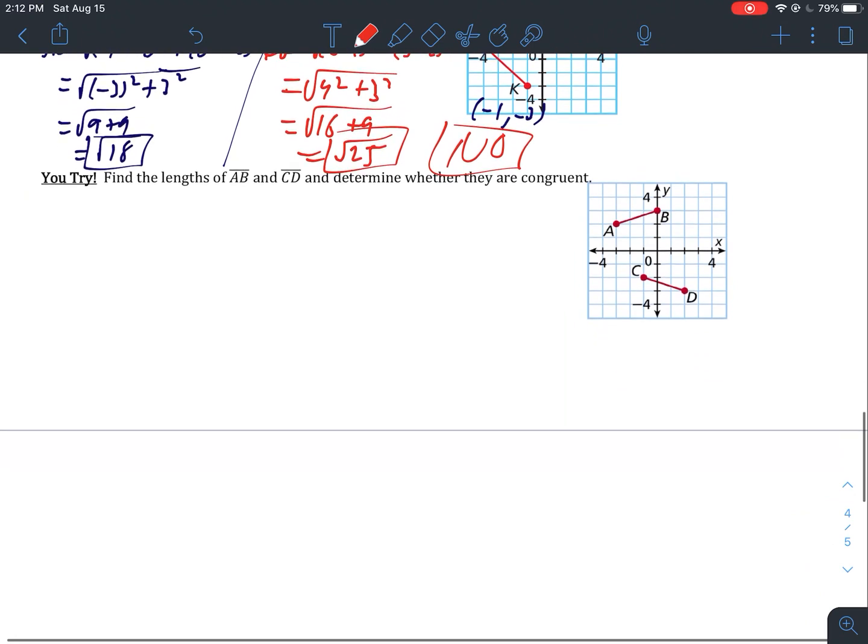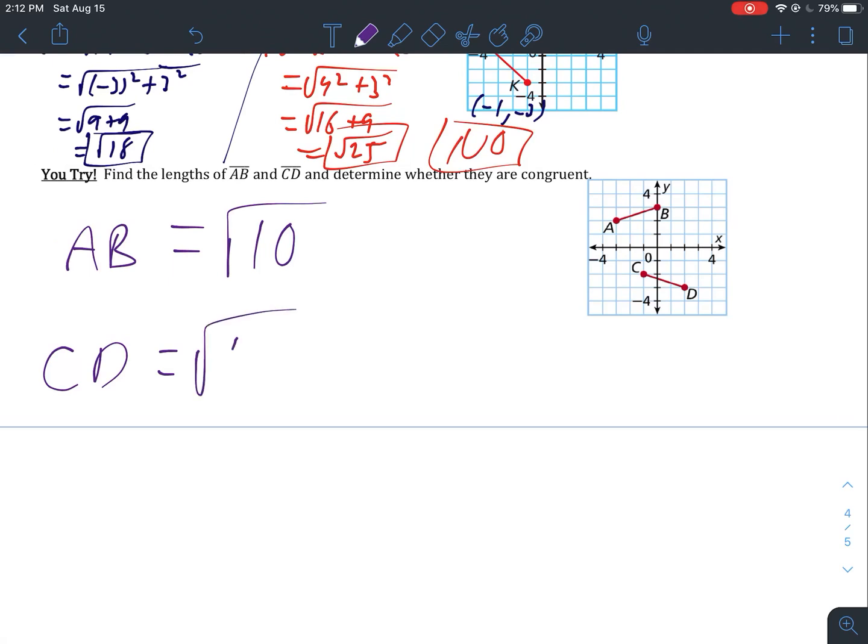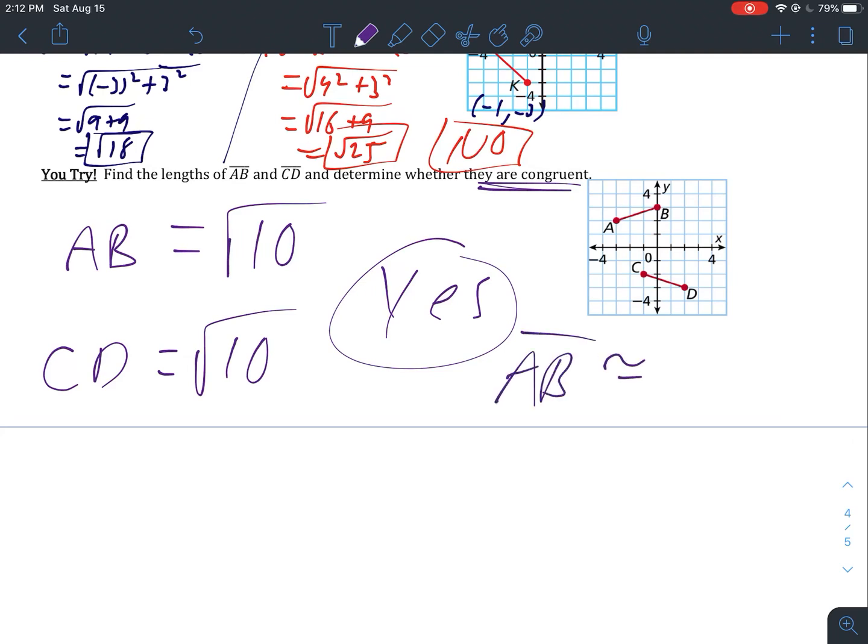One last time, pause the video and try that last problem. Okay, I'm not going to go through all the work of this. I'm just going to finish off here and show you what you should have got here. So AB, you should have got square root of 10. CD, you should have got square root of 10. So are they congruent? Yes. AB is congruent to CD. That's it for 1.3.